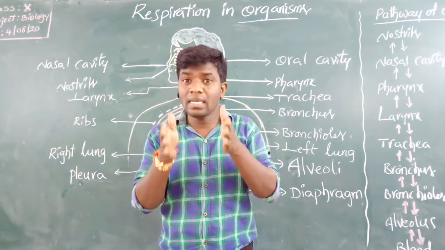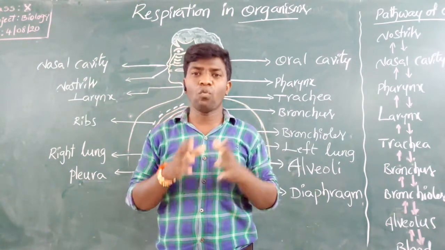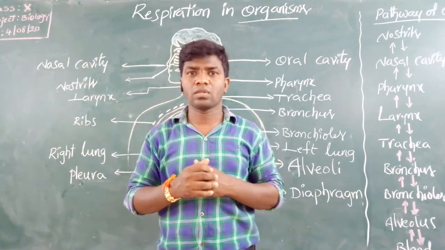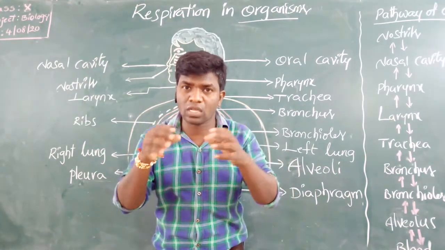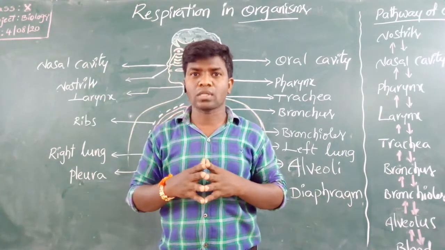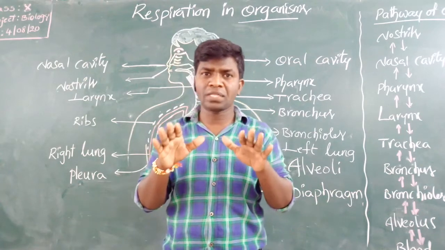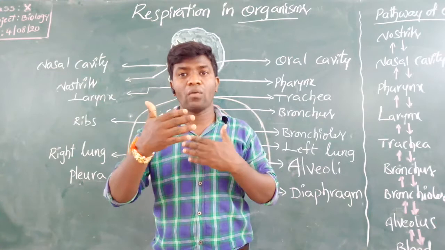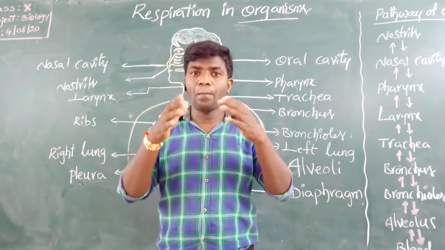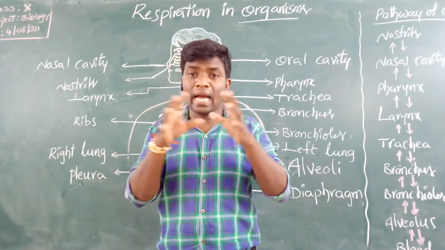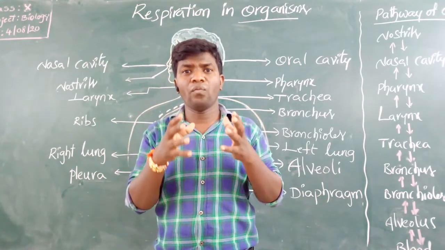The larynx is also known as the voice box. It has folds of tissue called vocal cords. Some vocal cords are present in the voice box. Is it clear? Are you understanding? These vocal cords vibrate with the passage of air and produce sound. The larynx leads to the windpipe.